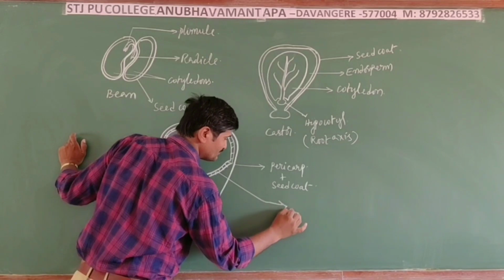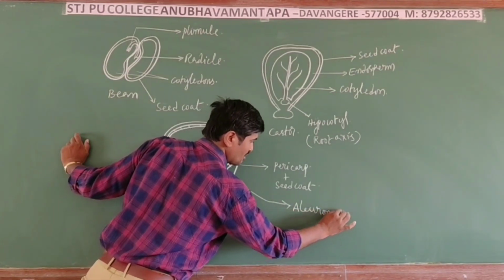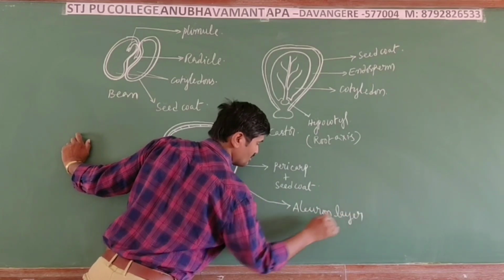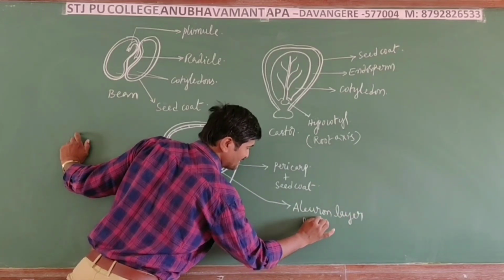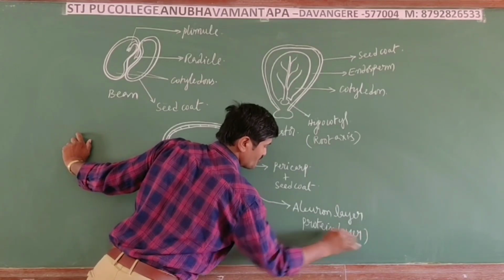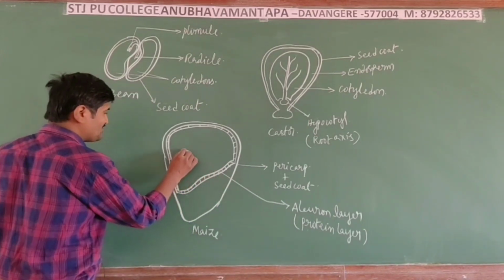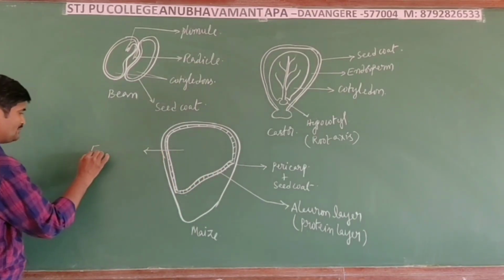This is the aleurone layer or protein layer. Aleurone layer or protein layer. Next, this is known as the endosperm.